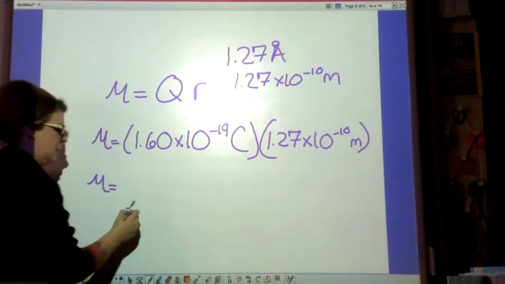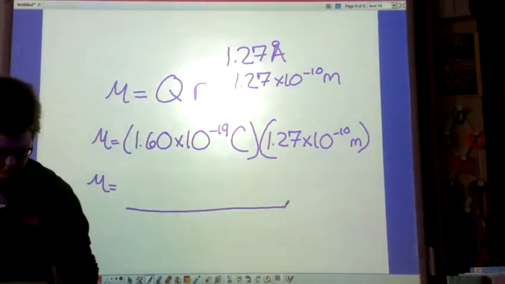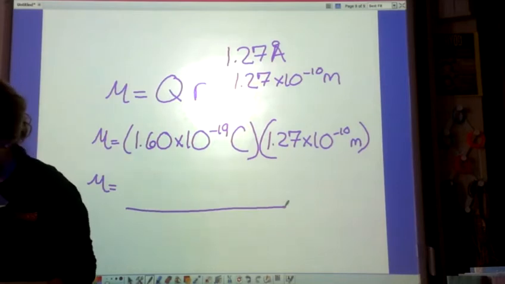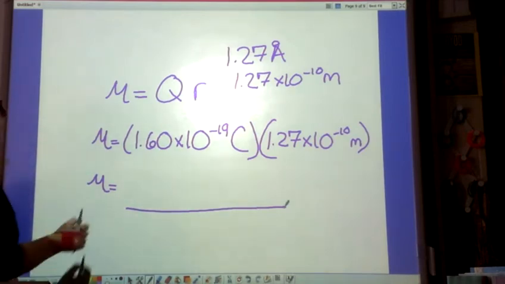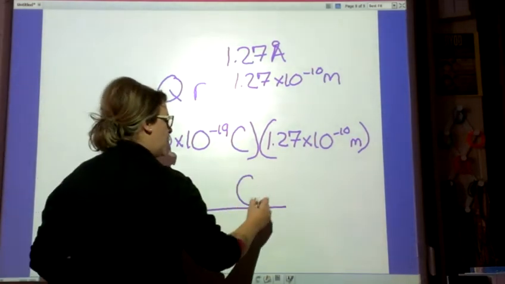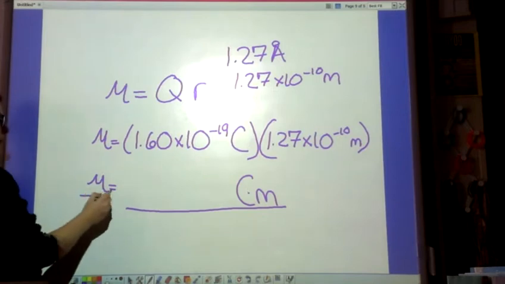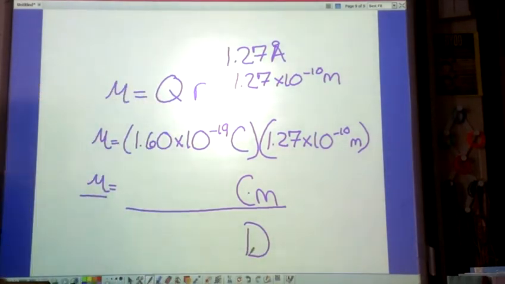Okay, if you do that, we're going to get a number. I do not have a calculator with me right now. So you'll get a number here, and that's in Coulomb meters. But I want my dipole moment to be in debyes. I want it to be in that capital D.